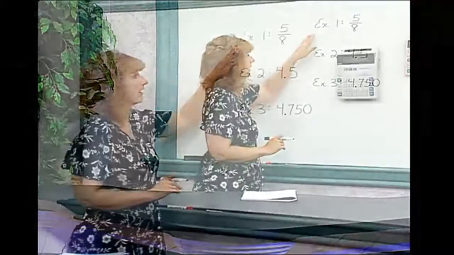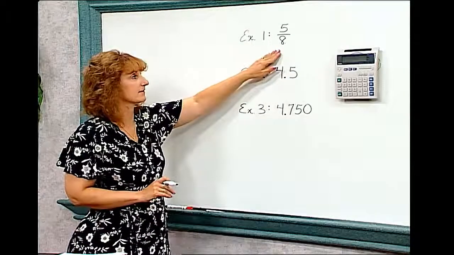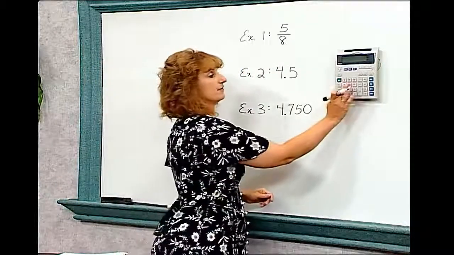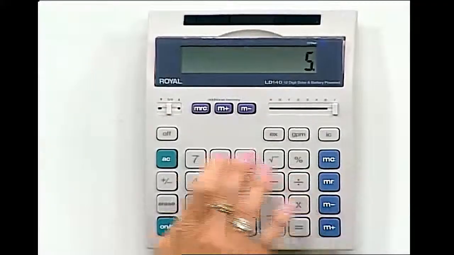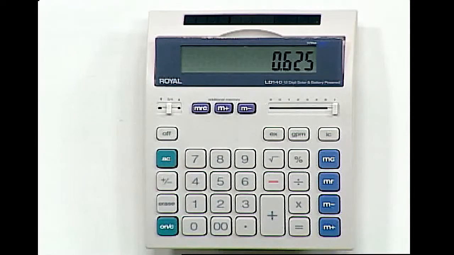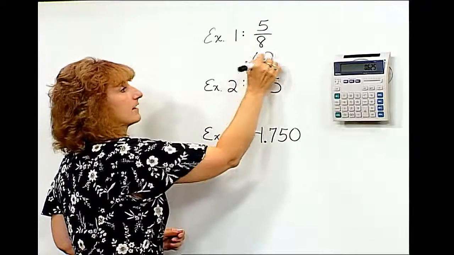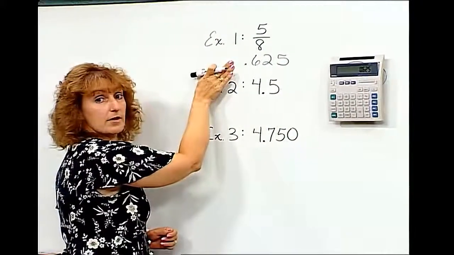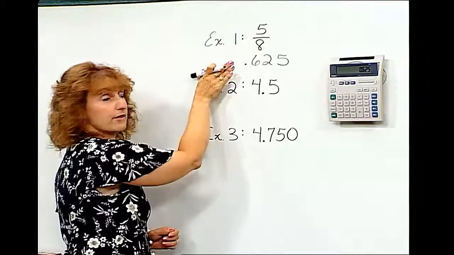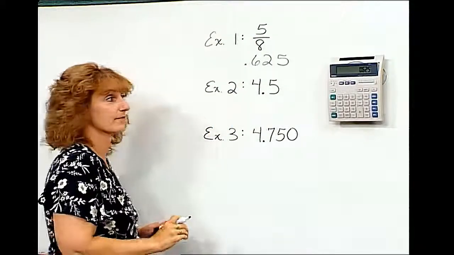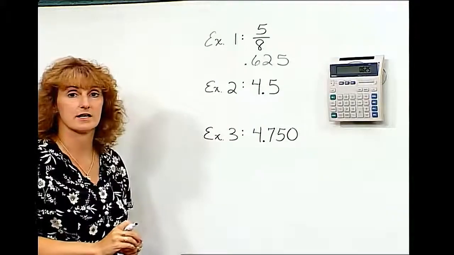In example 1, we have 5/8. We can use our calculator and do 5 divided by 8 and get 0.625. We have changed a fraction into a decimal by dividing. Remember that the numerator always goes into the calculator first. Let's look at our second example.